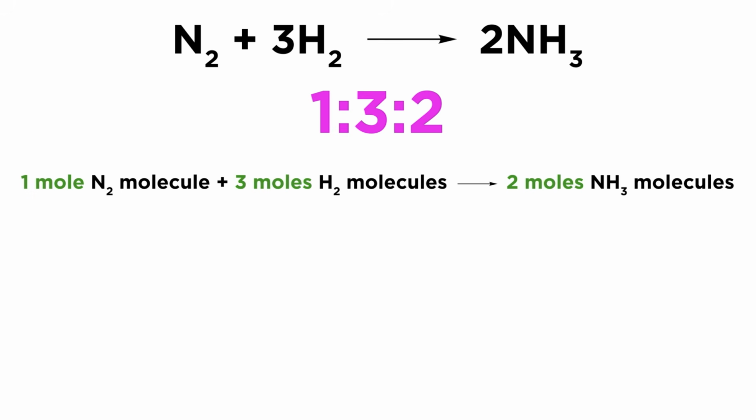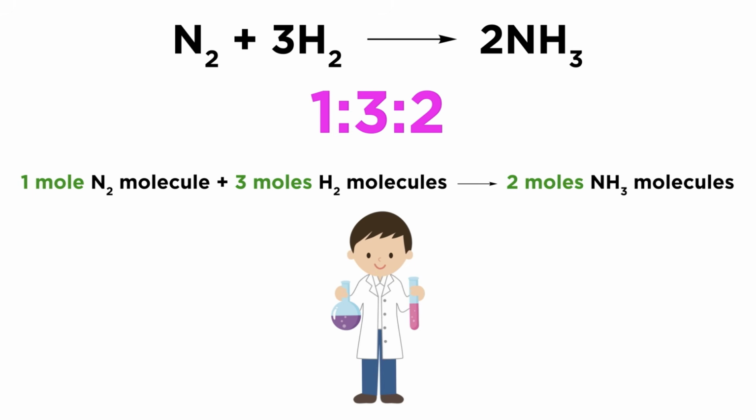Most importantly for chemists, 1 mole of nitrogen molecules and 3 moles of hydrogen molecules will make 2 moles of ammonia molecules. This is useful because those are quantities that are visible in the macroscopic world, and we must learn how to do calculations using these ratios in order to do chemistry.